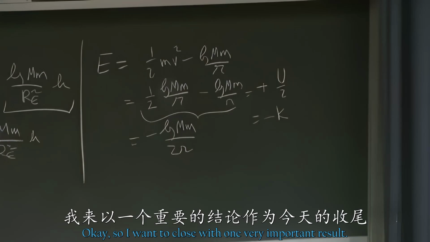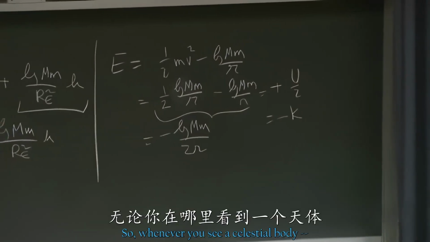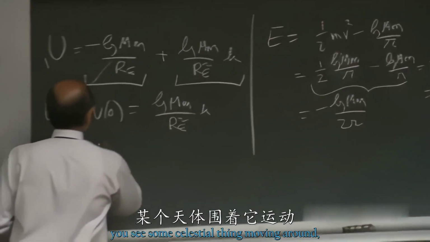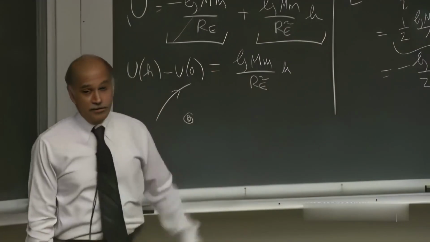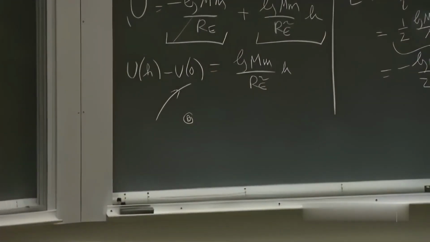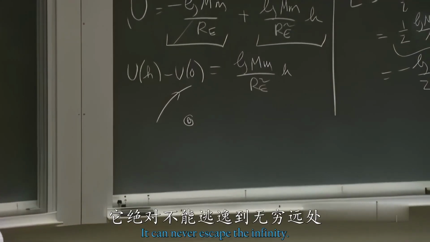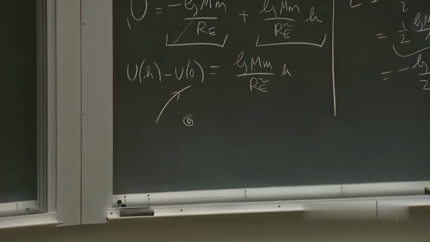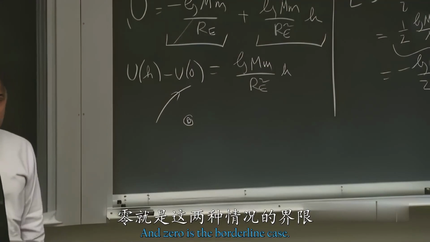Okay, so I want to close with one very important result. Whenever you see a celestial body, here's the sun, and some celestial thing moving around, you can compute the total energy. If the total energy is negative, that object is bound to go on orbiting the sun and can never escape to infinity. If the total energy is positive, it can go to infinity. And 0 is the borderline case.